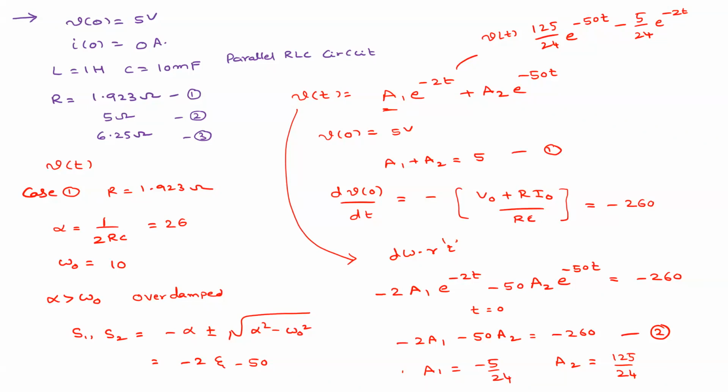Understood? Next, the second case. What is the value of R? R is 5 ohm. So calculate alpha again. Omega naught is the same, because it is independent of R. Alpha is 1 by 2RC, with R as 5 and C as 10, so alpha is 10. It is a critically damped case.